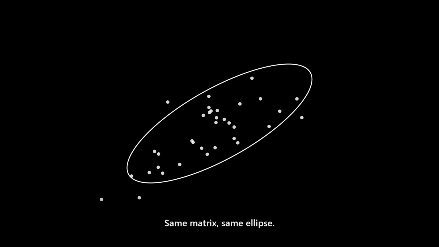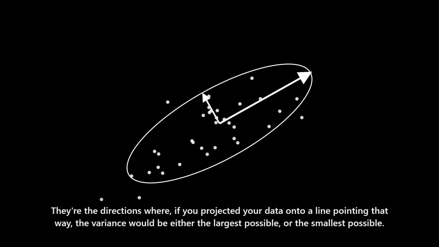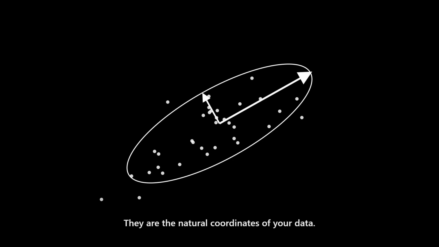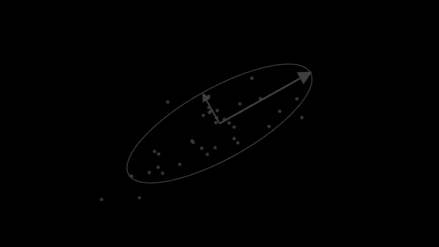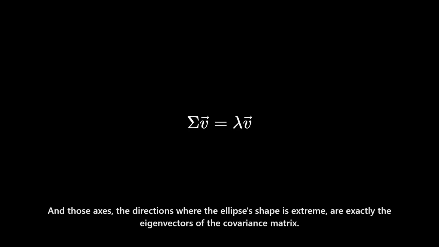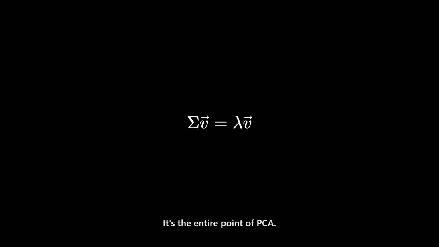Same matrix, same ellipse. Now the key question, that ellipse has two axes. What are they? They're the directions where, if you projected your data onto a line pointing that way, the variance would be either the largest possible or the smallest possible. They are the natural coordinates of your data. And those axes, the directions where the ellipse's shape is extreme, are exactly the eigenvectors of the covariance matrix. That's not a coincidence. It's the entire point of PCA. Eigenvectors of the covariance matrix are the principal components. The eigenvalues tell you the variance along each.